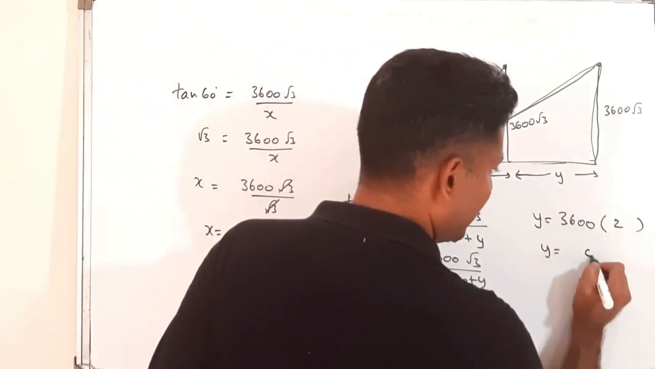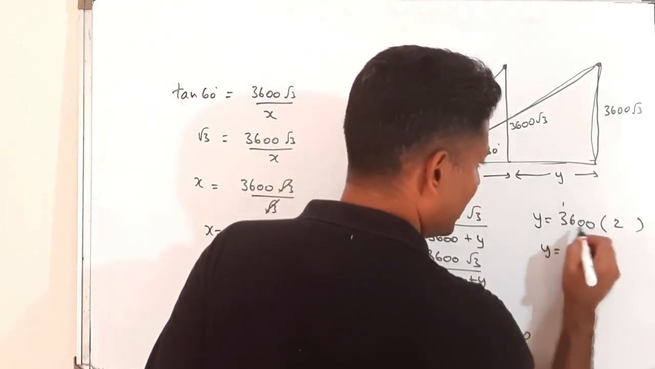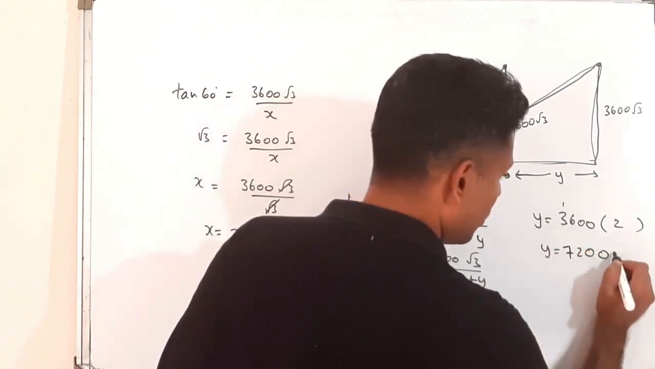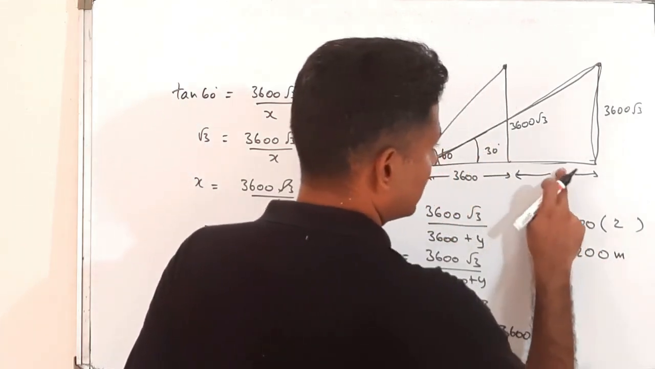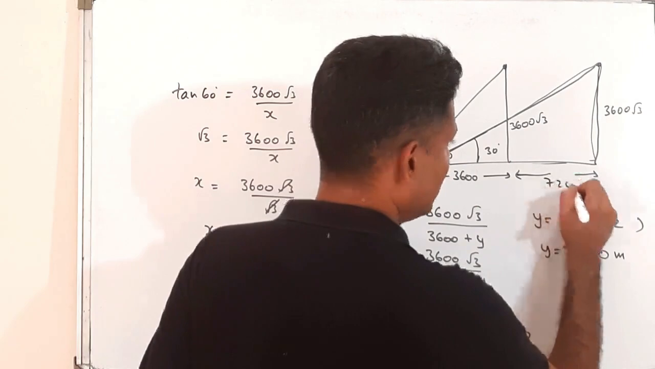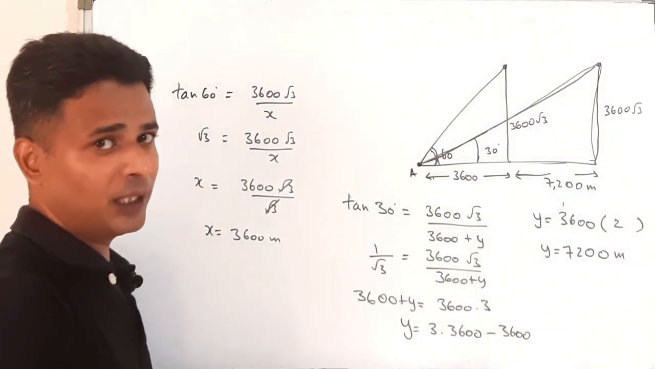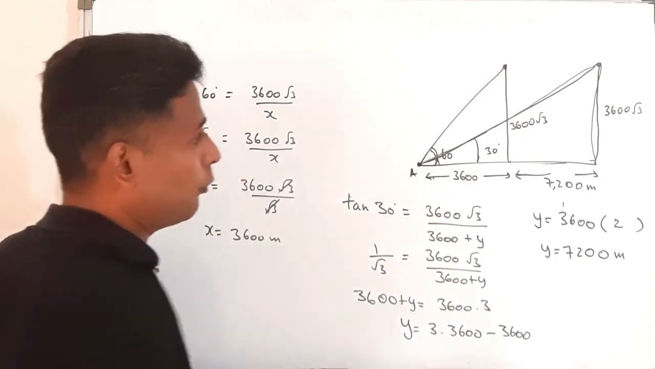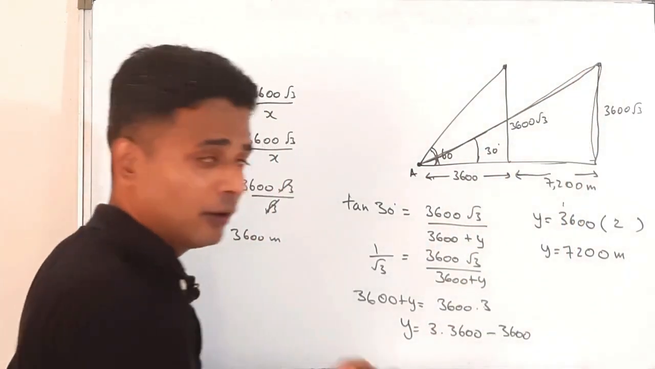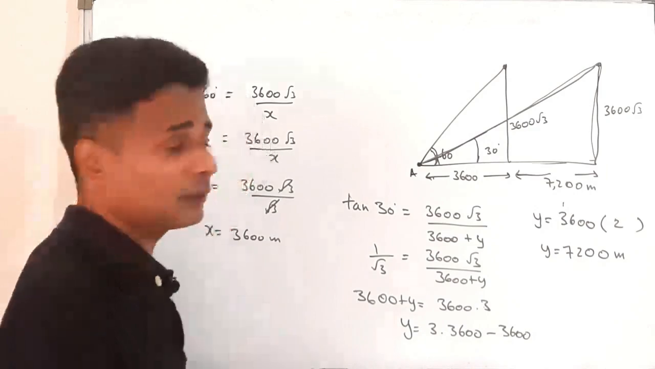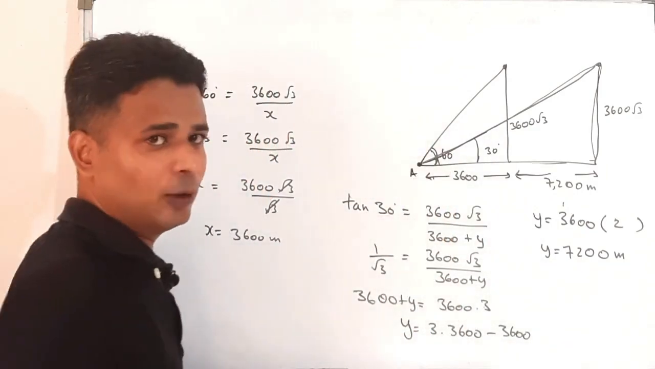So 3600 into 2, 0, 0, 12, 1, 6, 7200 meters. So this is 7200 meters. Now they have asked us to find the speed in kilometer per hour. Now from here to here it takes 30 seconds, which means, okay, there are two ways I can do it.